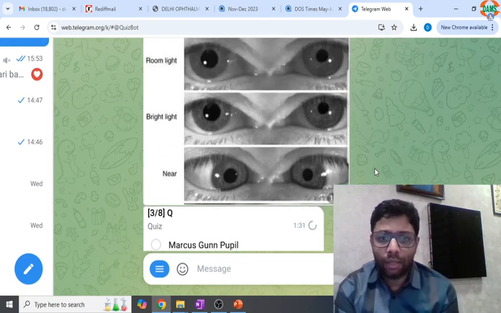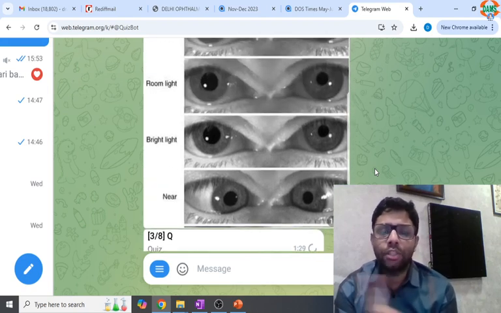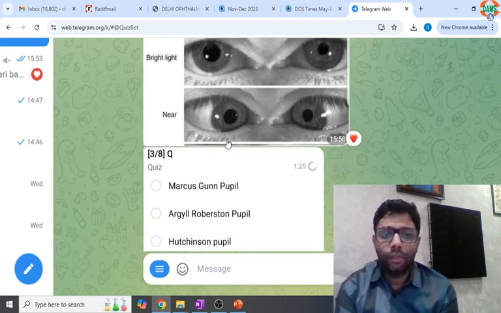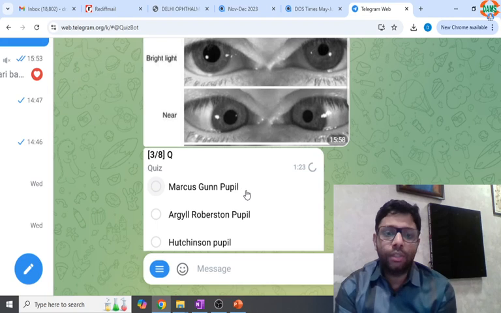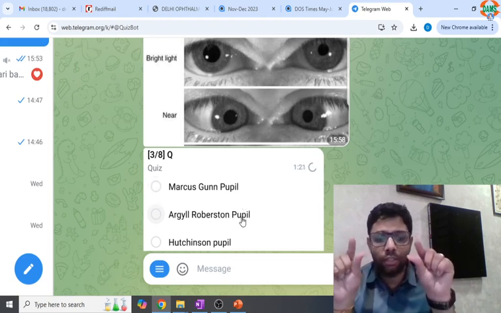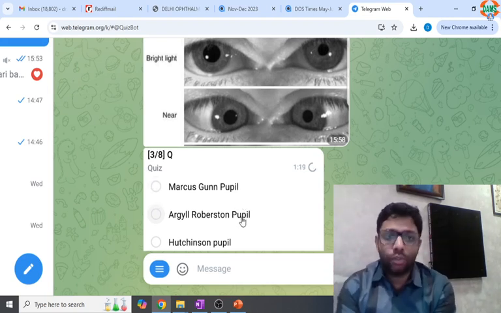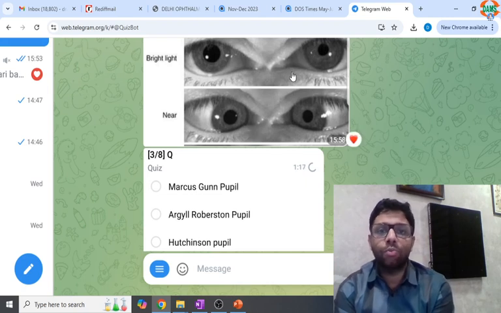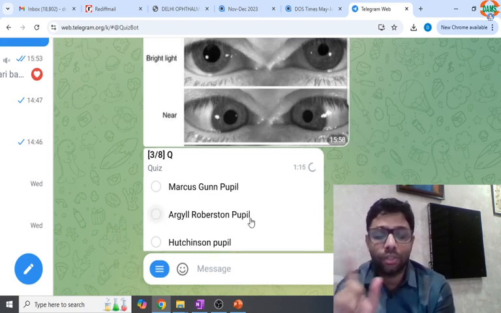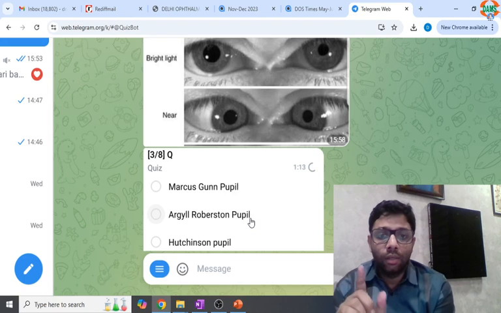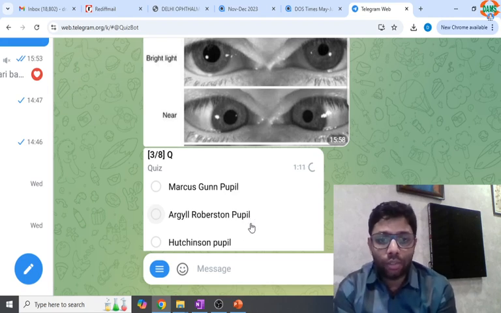This is Marcus Gunn pupil? I already told you there is no difference in pupil size. Here anisocoria is more in light conditions. So Marcus Gunn cannot be the answer. Argyll Robertson is a bilateral small pupil that also constricts with near, but it's a bilateral small pupil. Argyll Robertson, neurosyphilis is the cause, dorsal midbrain. So that is not the answer.